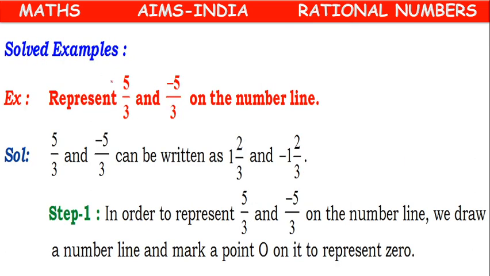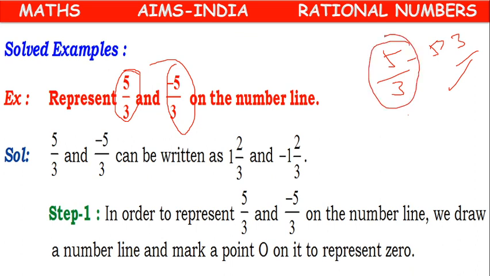Suppose here we have an example. Represent 5 by 3 and minus 5 by 3 on the number line. So in the question, children, which rational number have they given? 5 by 3. 5 by 3 means 5 is greater than 3. It is not in proper form.